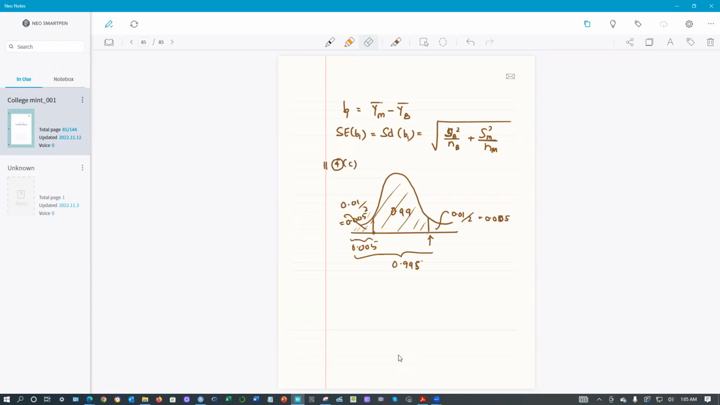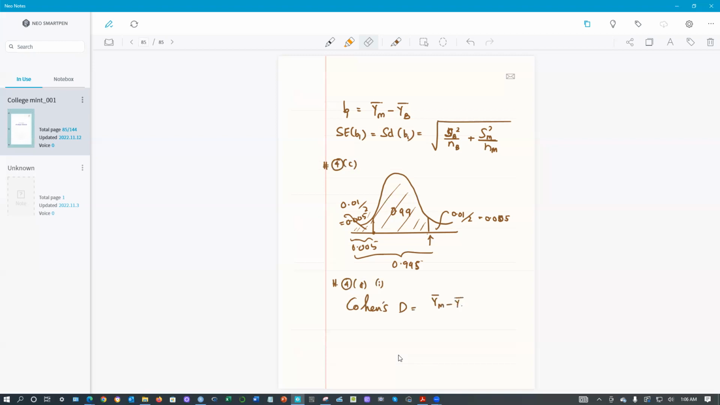Then let's go to part D, number 1, Cohen's D. How do you find the Cohen's D? Cohen's D is nothing but Y bar malignant minus Y bar benign, divided by S.